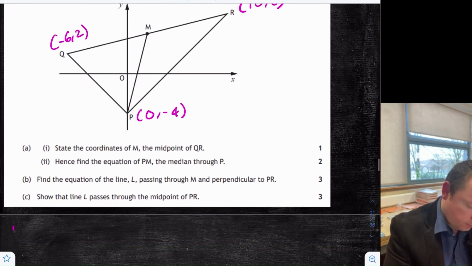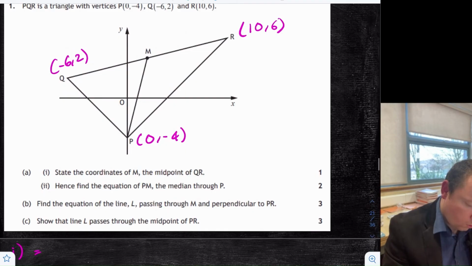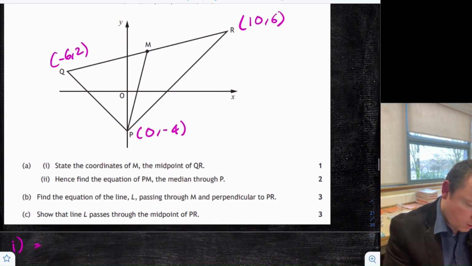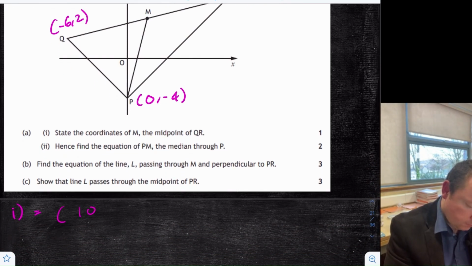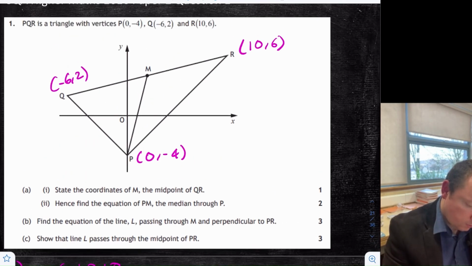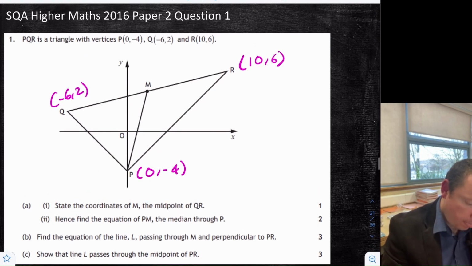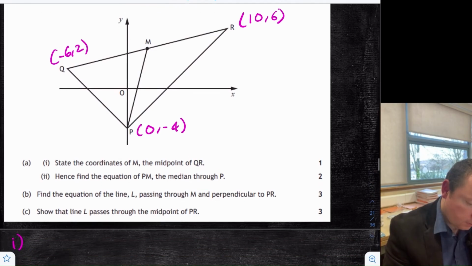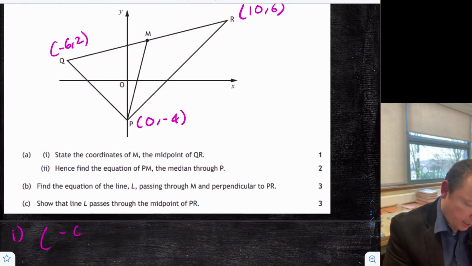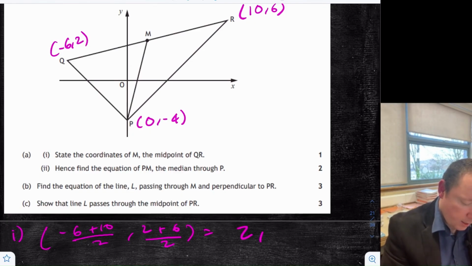So part 1, the midpoint of Q and R. So for part 1 we've got minus 6 plus 10 over 2, and then we've got 2 plus 6 over 2. That's equal to 4 over 2, which is 2, 8 over 2, which is 4. Our midpoint is 2, 4.